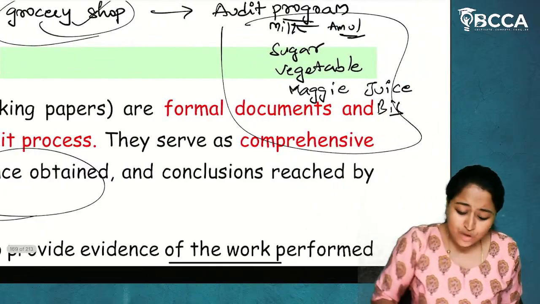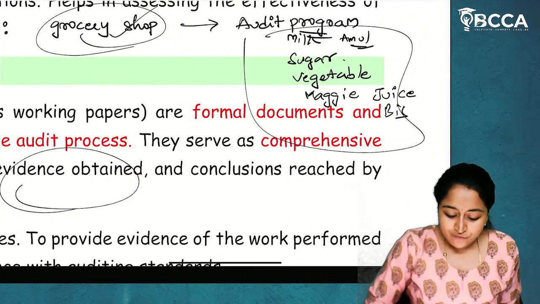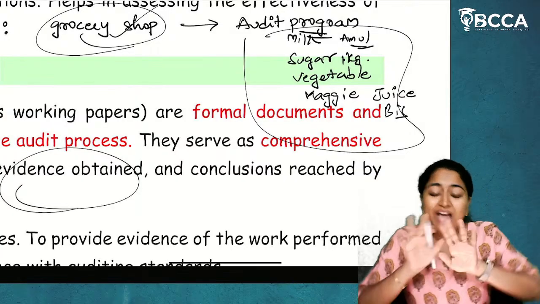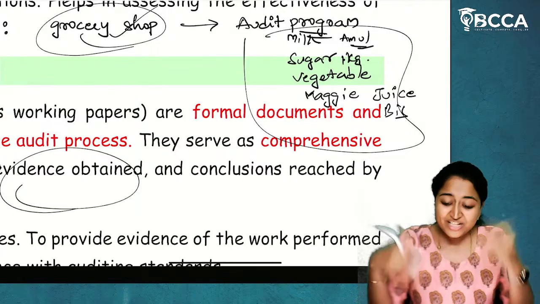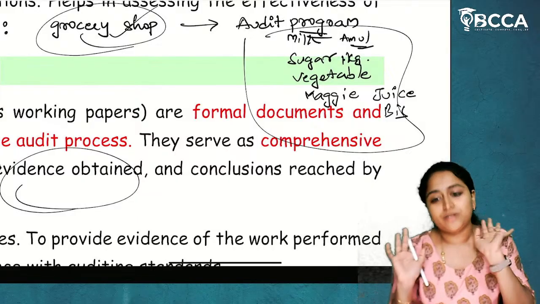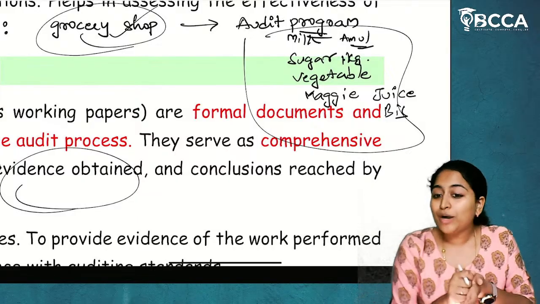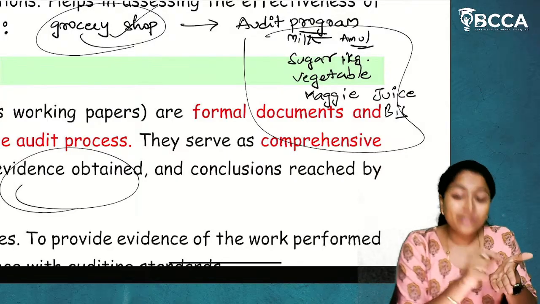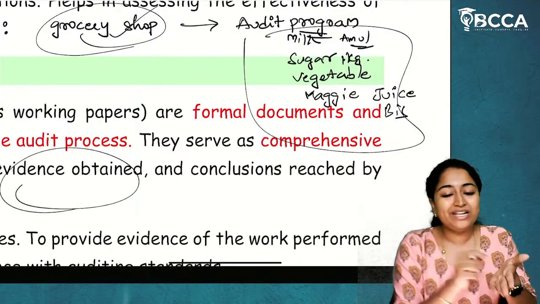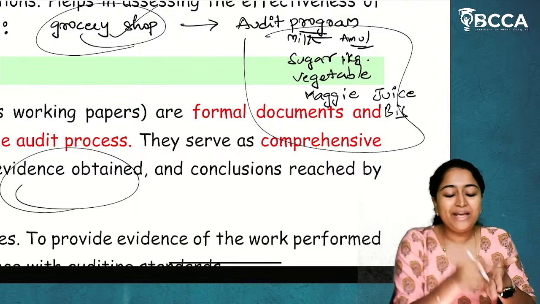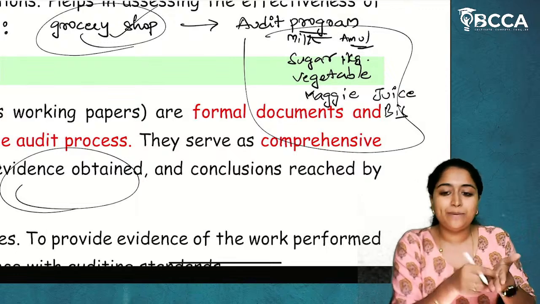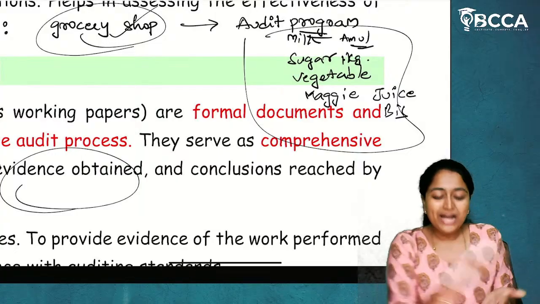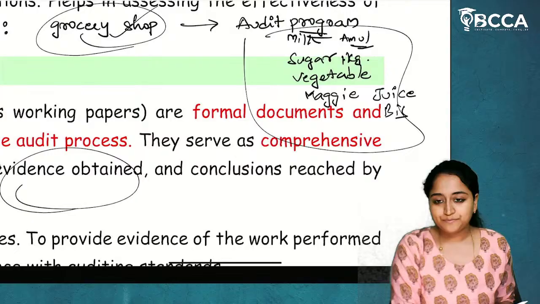And then your mom has asked for sugar of 1 kg. But in that particular shop, only half kg sugar is available. 1 kg sugar is not available. It is out of stock. Now, as a proof, what will you take? You will take a note from the supplier that only half kg sugar is available, 1 kg sugar is not available, and that he will make it available by evening, so you can come and purchase in the evening. So he will write a note. You will take that note and keep it in your audit working papers.